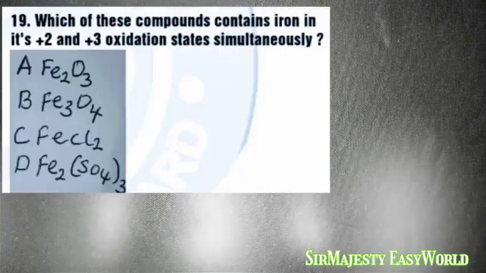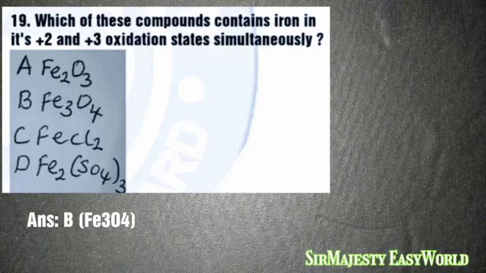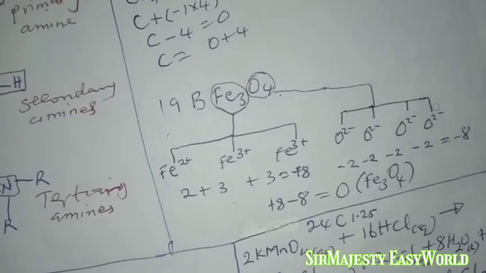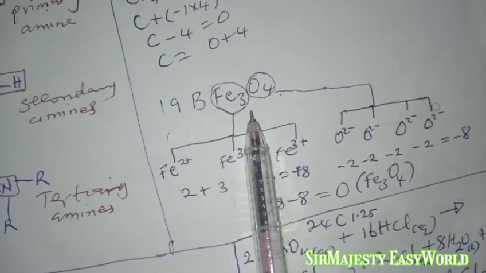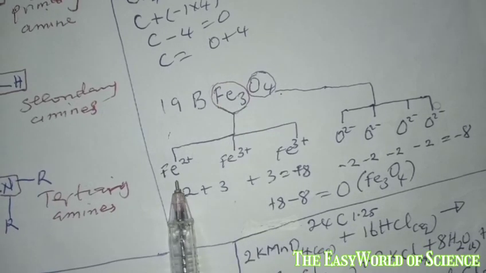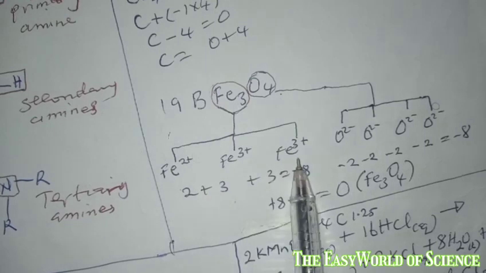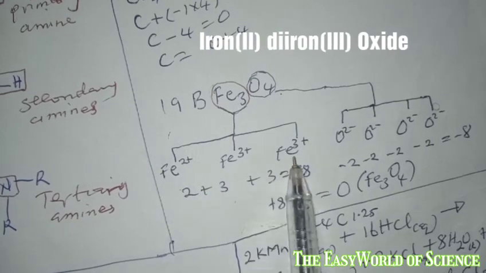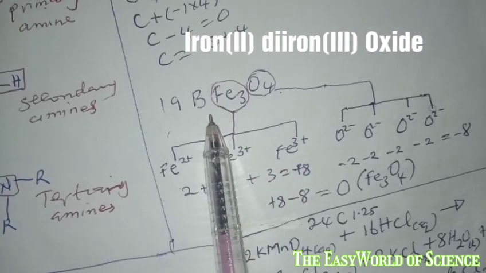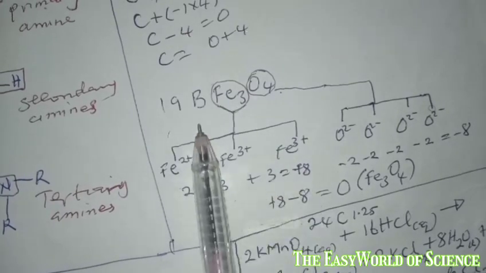Then 19 is talking about option B, that's iron 2 di-iron 3 oxide. See the explanation here. Carefully watch this. There are 3 atoms of iron in this compound, that's Fe3O4. Out of these 3, 1 has plus 2 oxidation, while 2 have plus 3, and hence we say iron 2 di-iron 3, meaning iron 3. There are 2 atoms of iron 3 in that molecule, which is Fe3O4. So the answer there is B.